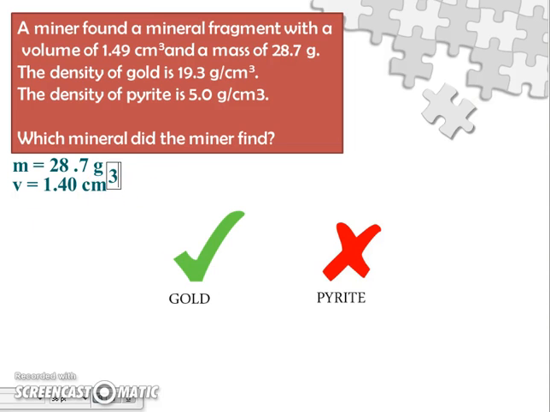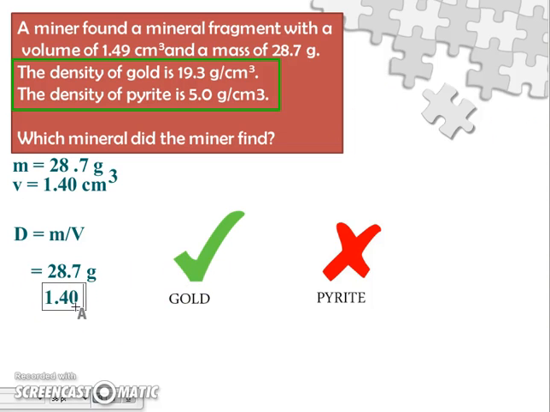And then it tells me the density of 2 other substances. And it says, which mineral did this guy find? So basically, it's inadvertently asking me, well, if I know the density of these 2 things, I need to find the density of my mineral fragment and compare them. So let's do that. Density equals mass divided by volume. So we would have a mass of 28.7 grams, and we would divide that by 1.4 centimeters cubed.